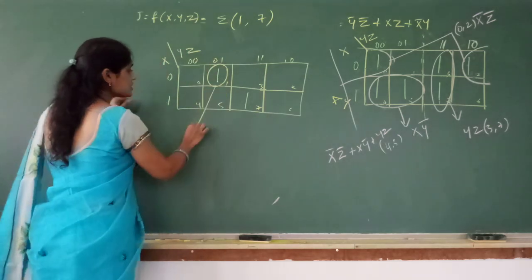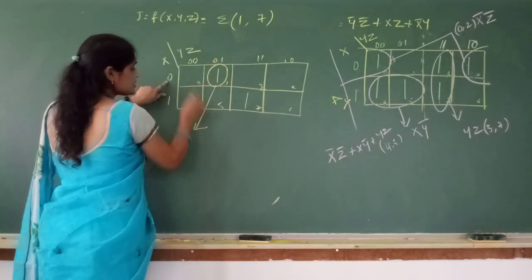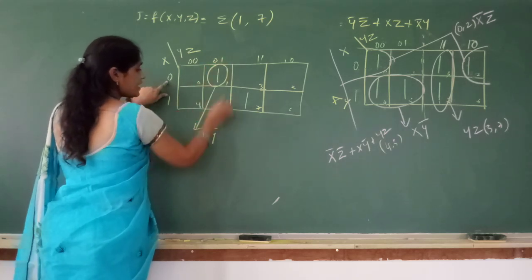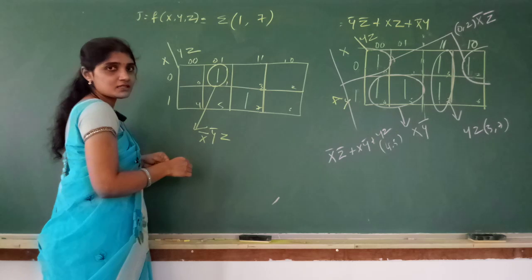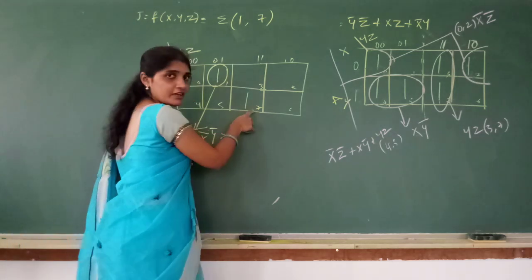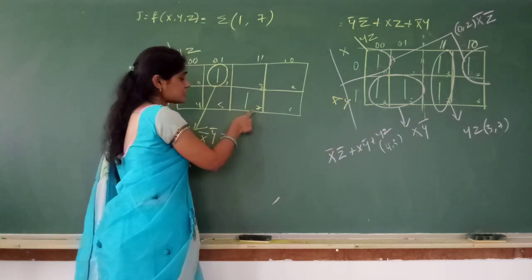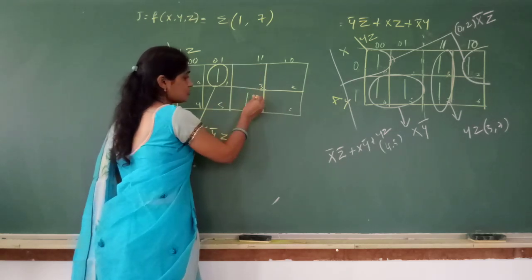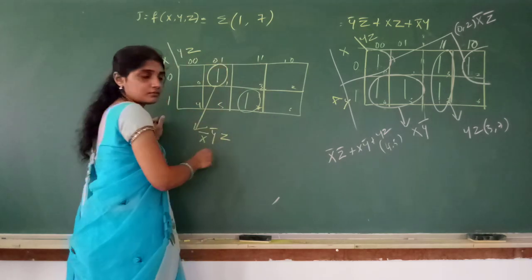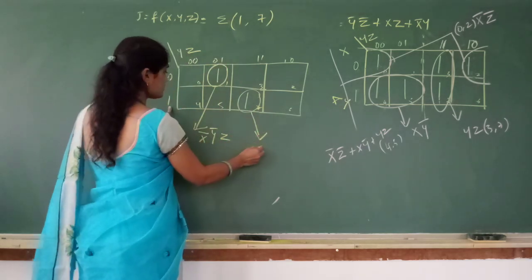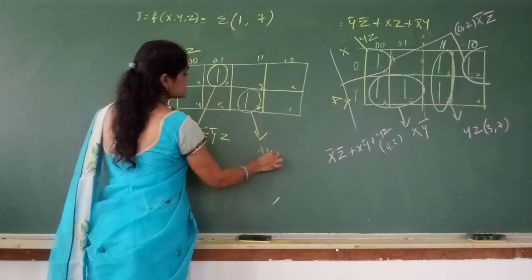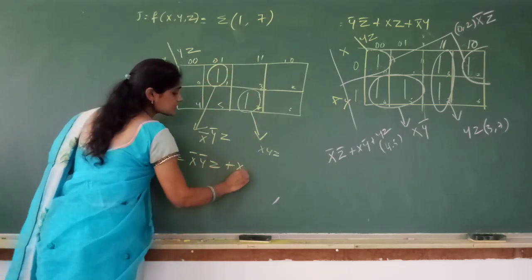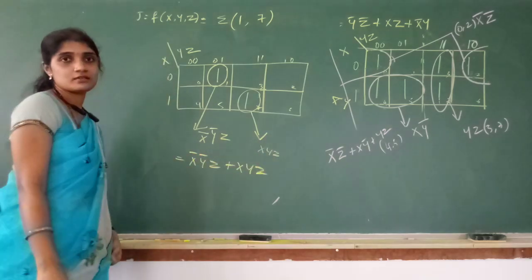So what is the equation you get? X value is 0, x bar. Y value is 0, y bar. Z value is 1, z. X bar, y bar, z. Similarly for 7, is any other min term adjacent? 3, no. 5, no. 6, no. So you can group only 7. So what is the equation we get? X, y, z. So what is the answer for this? X bar, y bar, z plus x, y, z is the equation.